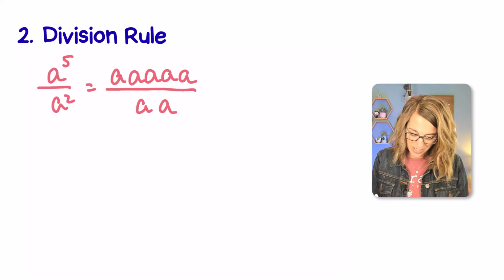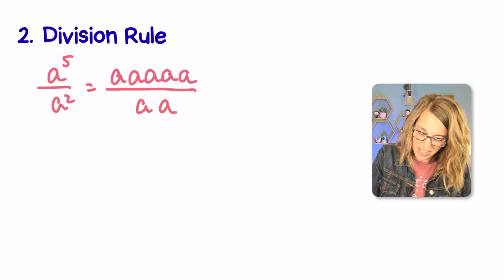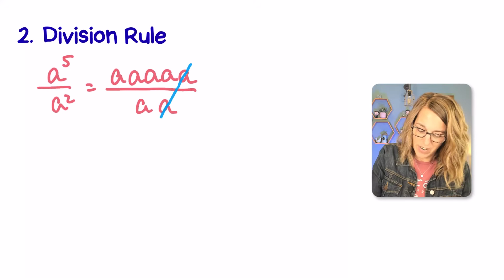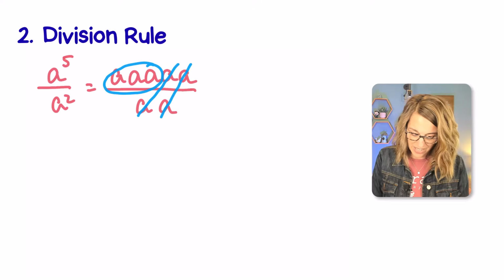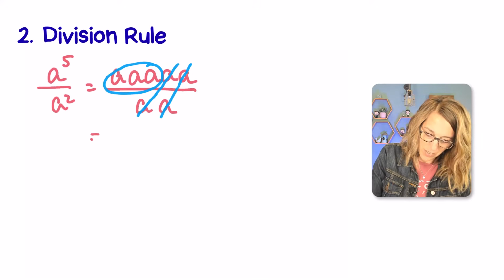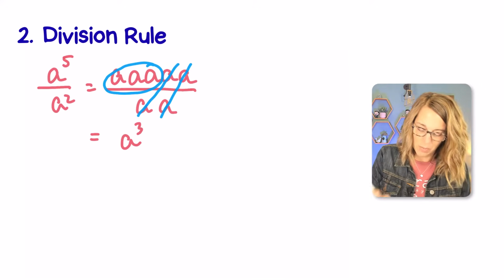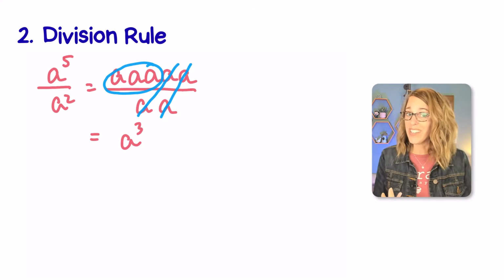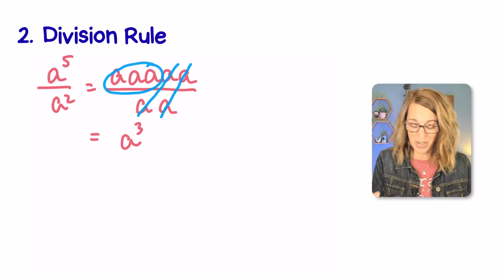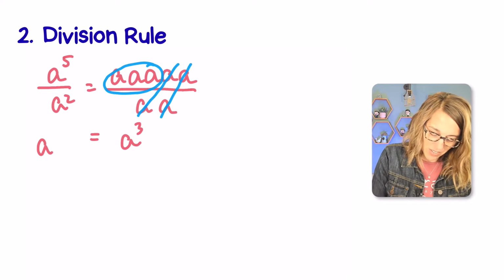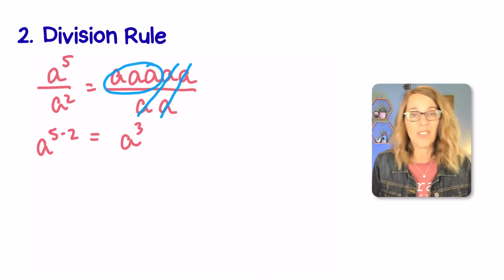Now I can go ahead and reduce this. I can cancel. I've got an a here, numerator and denominator. I can cancel those. There's another a, numerator and denominator, which leaves me with 3 a's. So the exponent of my answer here would be a cubed. Or I can notice that this happens to be the difference between my two exponents. So this would be a to the 5 minus 2.